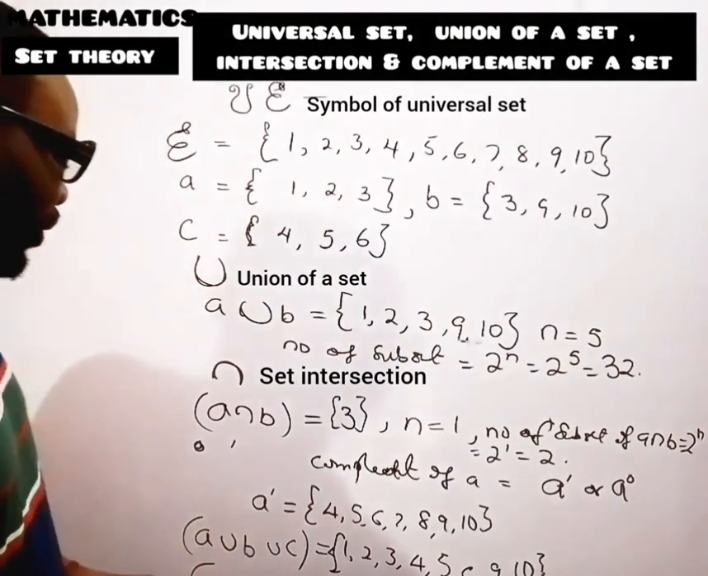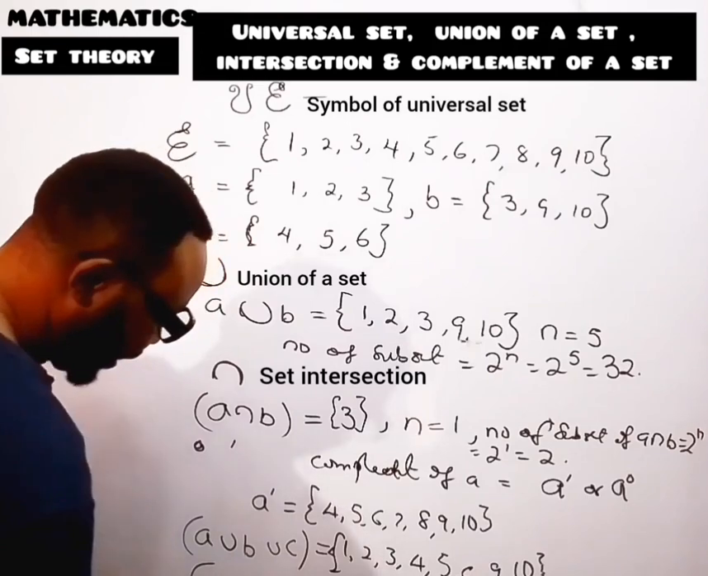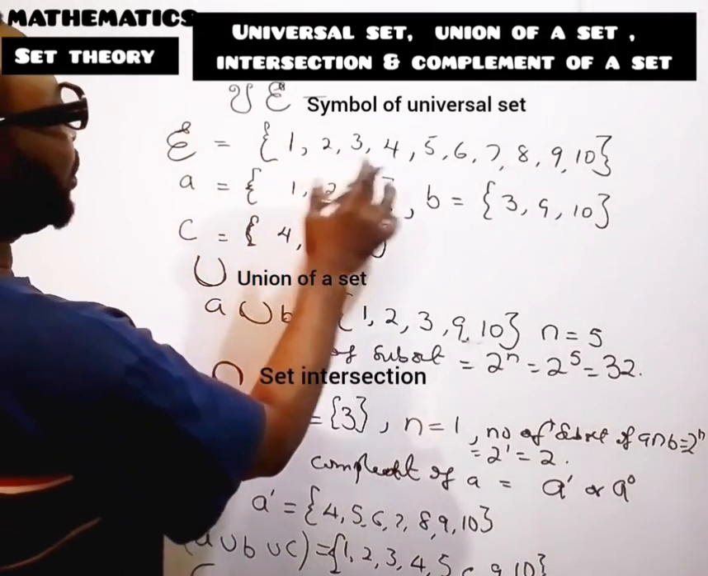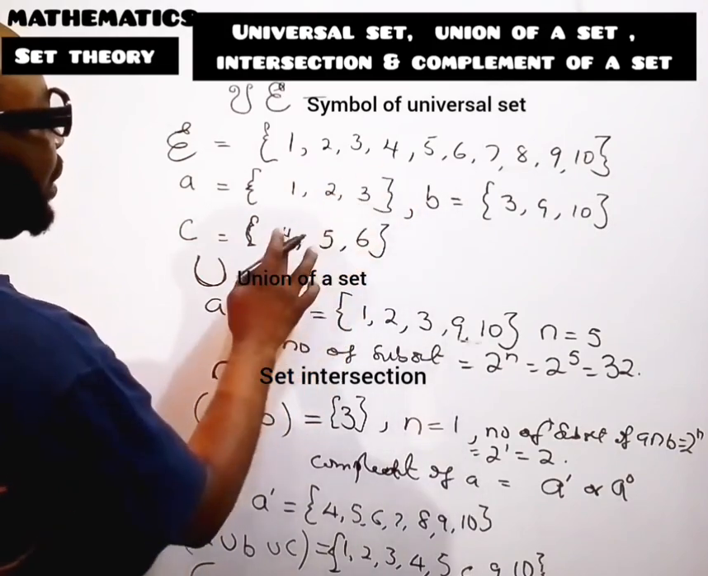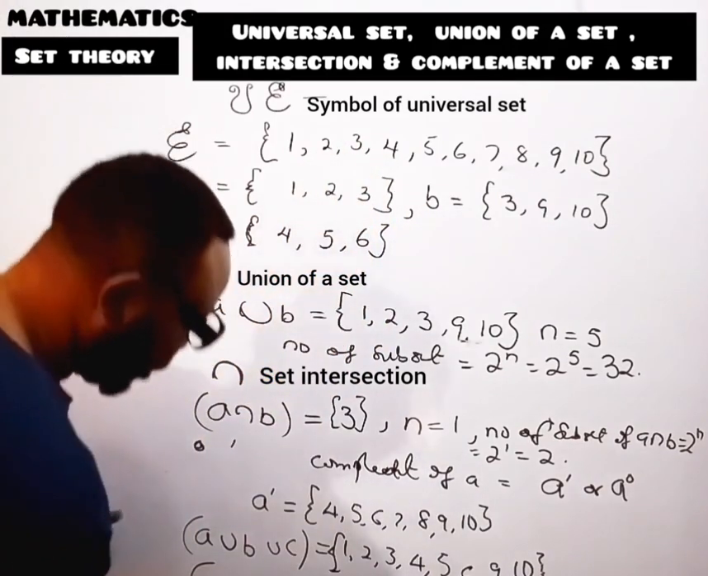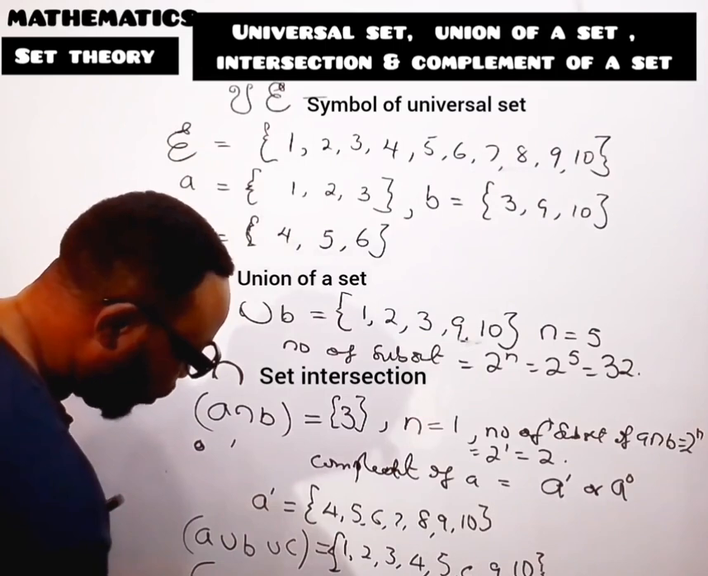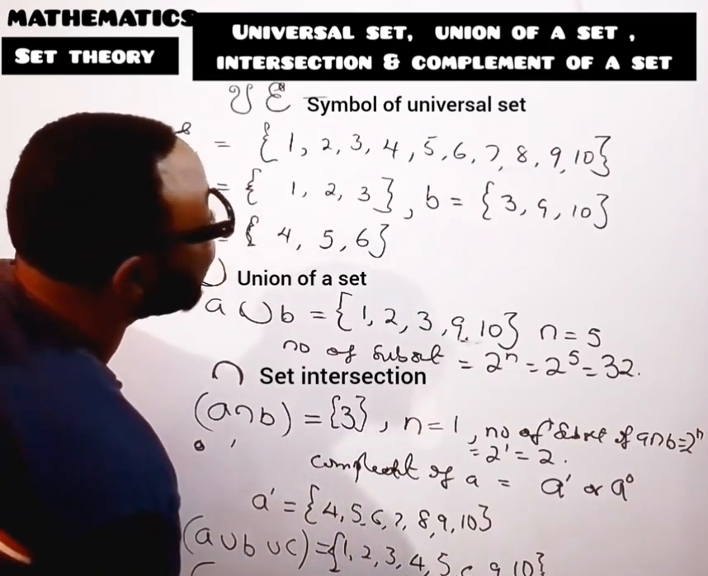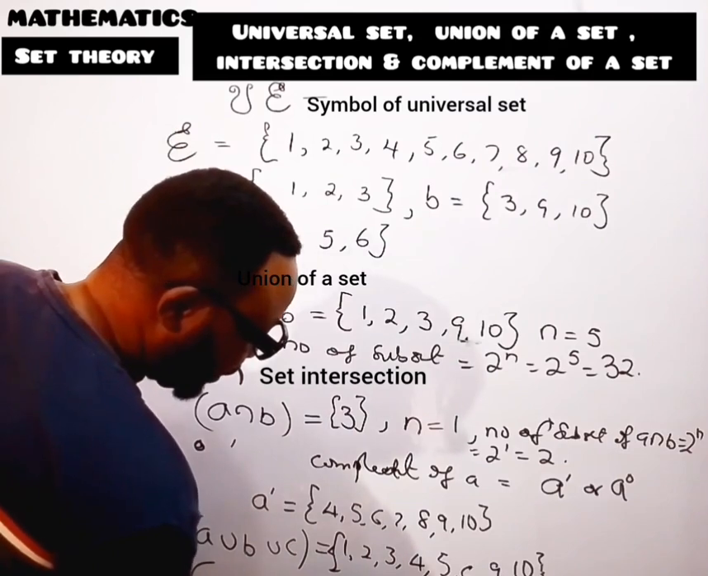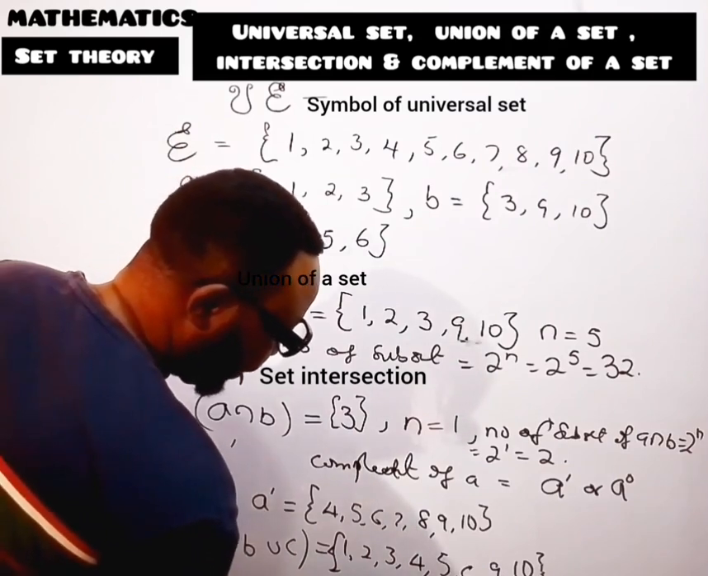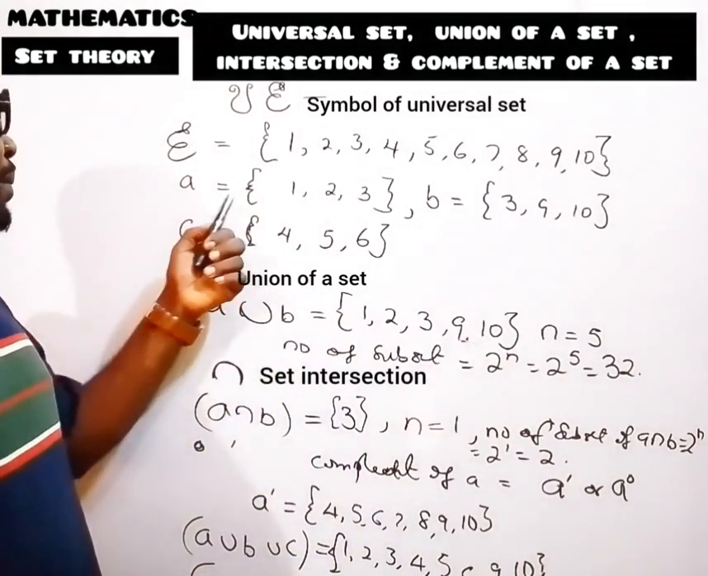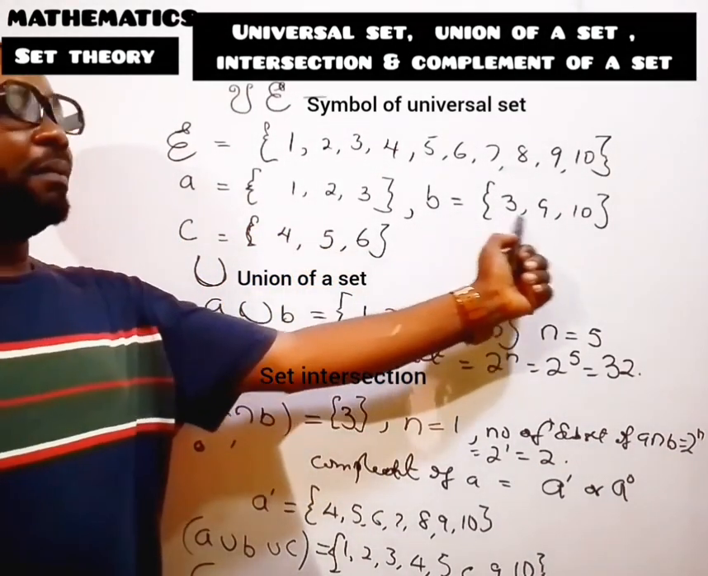If I even ask you to find the C complement, C complement will be equal to, what are those values that are inside it? 4, 5, 6. The C complement will now be 1, 2, 3, 7, 8, 9, 10. So also, on your own, quickly work out what is meant by A complement and B complement.